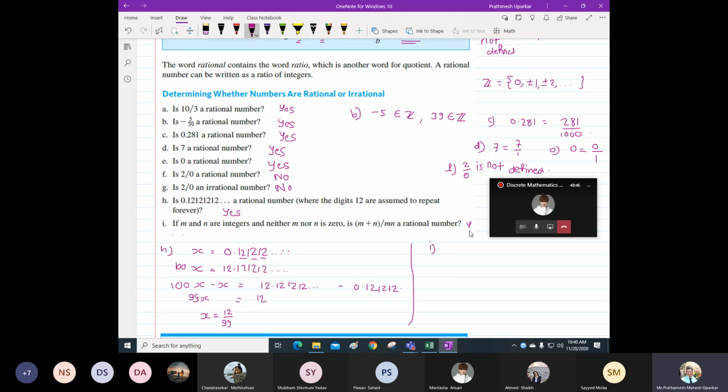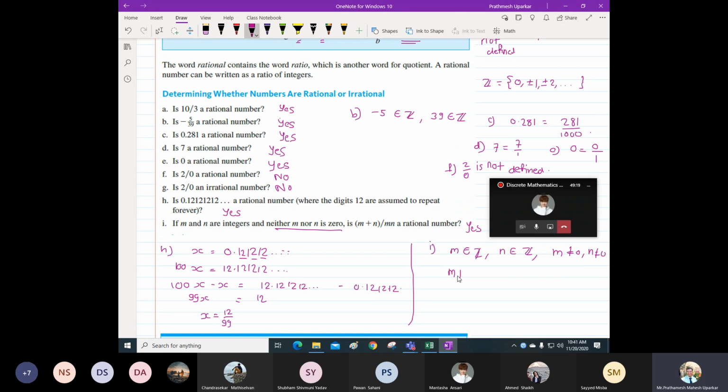The answer is yes. I can say this is a rational number. Consider m belongs to the set of integers, given. n belongs to the set of integers. And what else is given? Neither m nor n is equal to 0. So m not equal to 0 is given, n not equal to 0 is given.